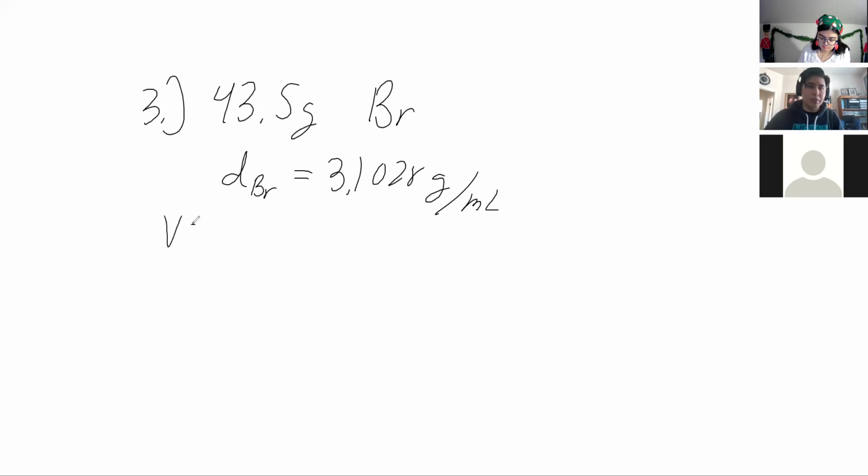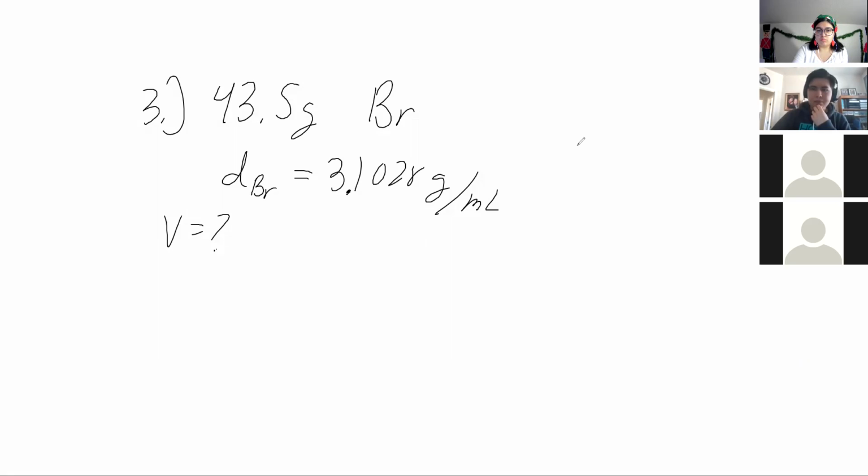How can I find the volume first of all? Remember, this is where we're converting our units, canceling stuff out. Who can tell me how I can find the volume from this mass given the density? We would cancel the grams by dividing the 43.5 grams by 3.1028 from the density. Let's try it out.